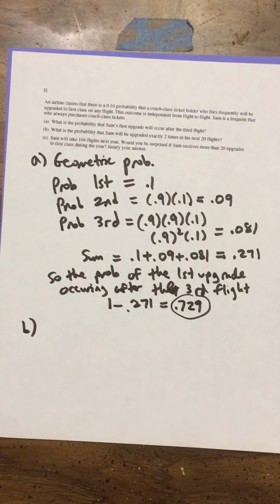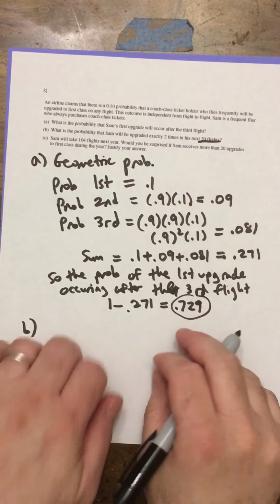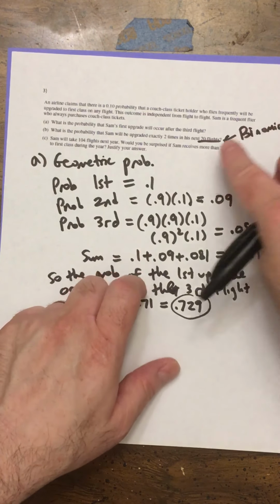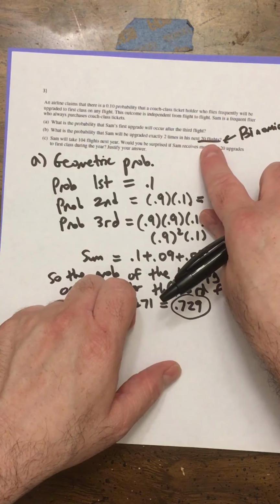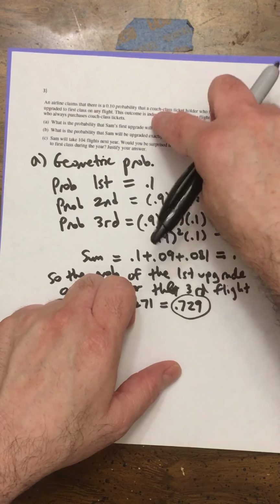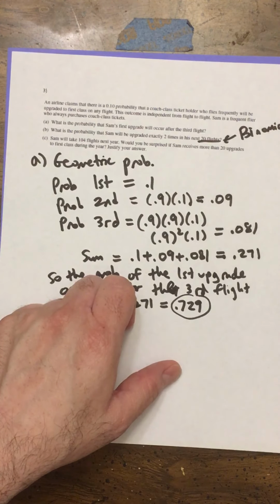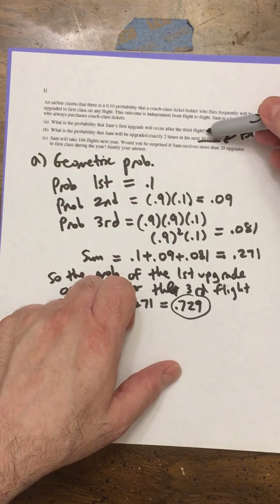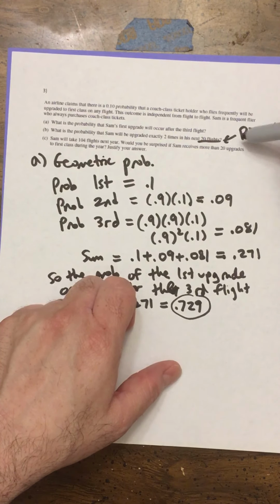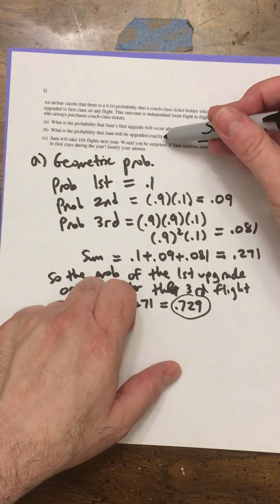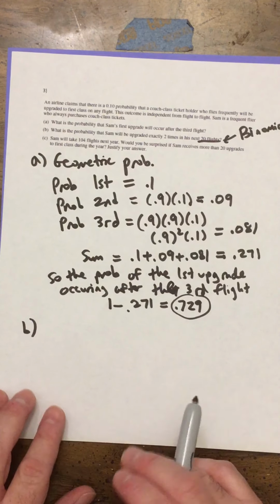Part B. What's the probability that Sam will be upgraded exactly 2 of his next 20 flights? Now, this is a different kind of probability. This is a binomial probability because they're specifying the number of flights he's going to take. There's a fixed number of flights, as opposed to when will the first upgrade occur. That could occur after the 7th flight, 15th flight, 100th flight. There's no stopping this from continuing. Here, we're going to look at 20 flights, and we want to see what the probability of him being upgraded exactly 2 times out of that 20.